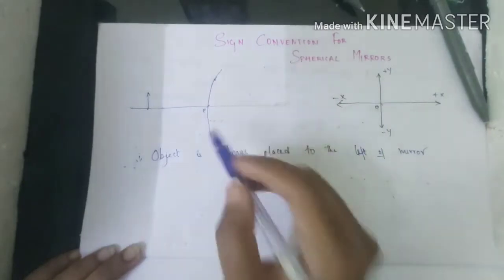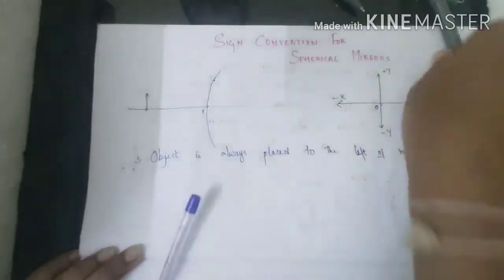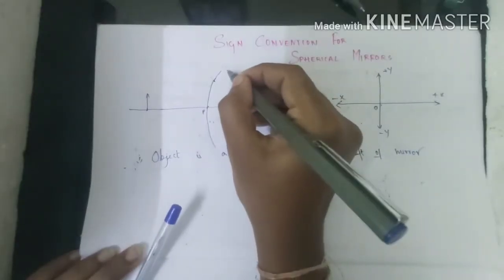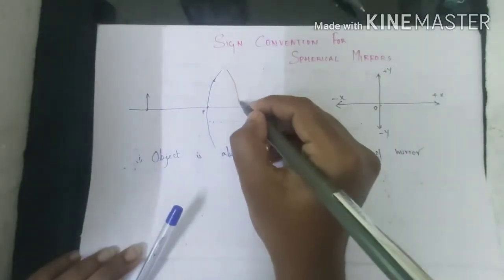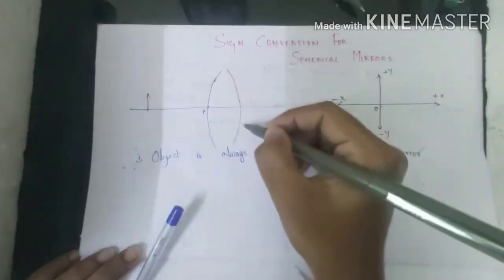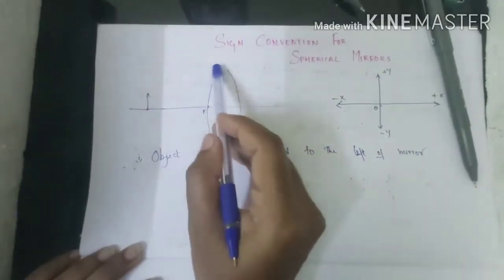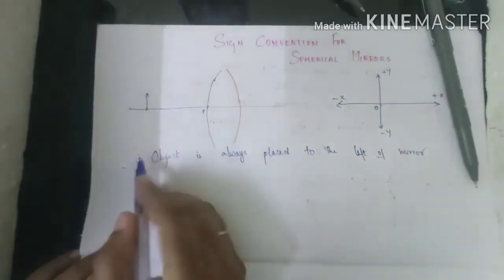Now the kind of mirror that I am taking is the convex mirror. If the mirror is placed like this, so this will be your reflecting surface, right? The inside part is your reflecting surface, which means it is a concave mirror, and this one is a convex mirror.